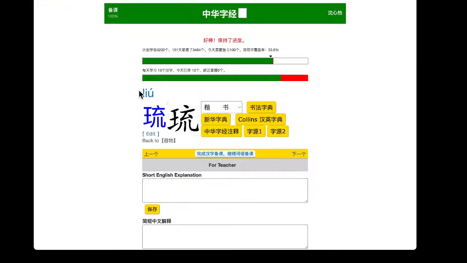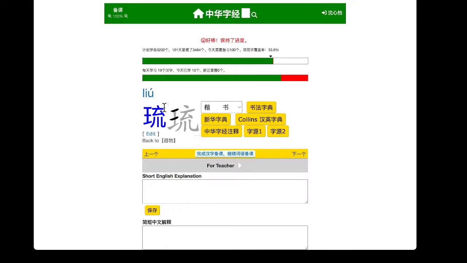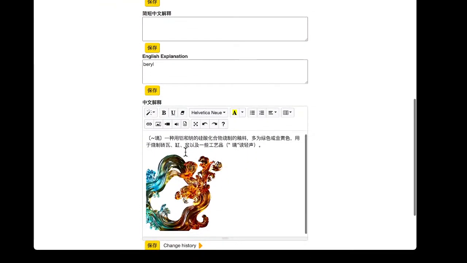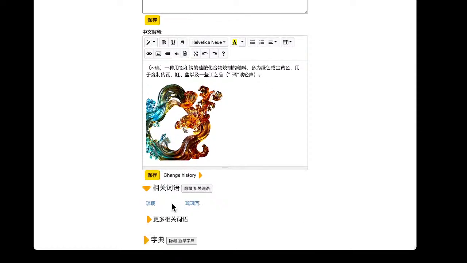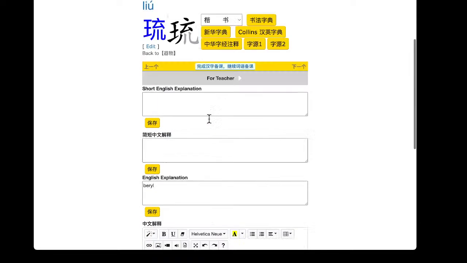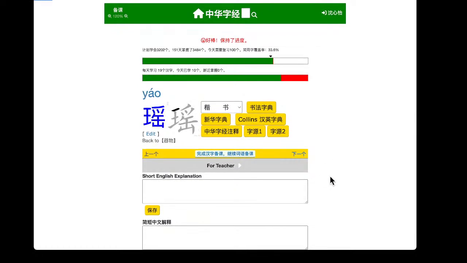Okay, and Liu. Okay, so this one again, nowadays they rarely use it alone. They always use it as part of a word together with Li. Okay, Liu Li, just referring to this kind of material. Okay, so Liu Li.